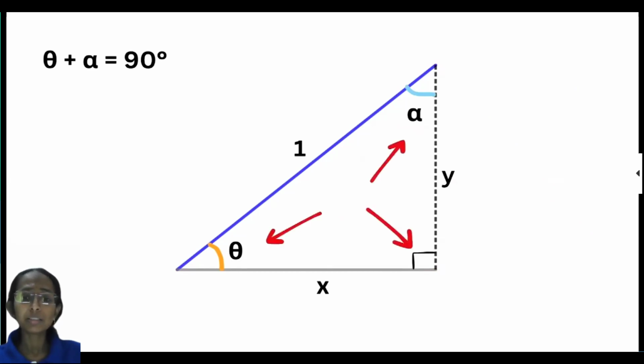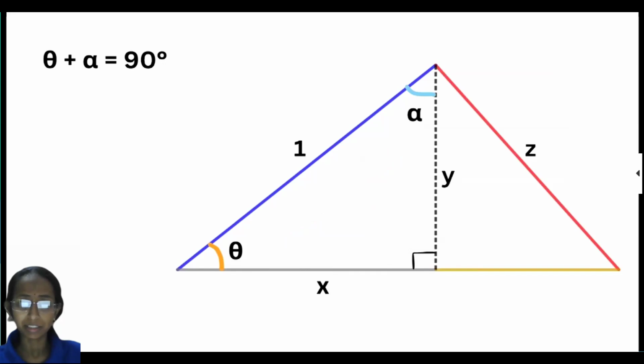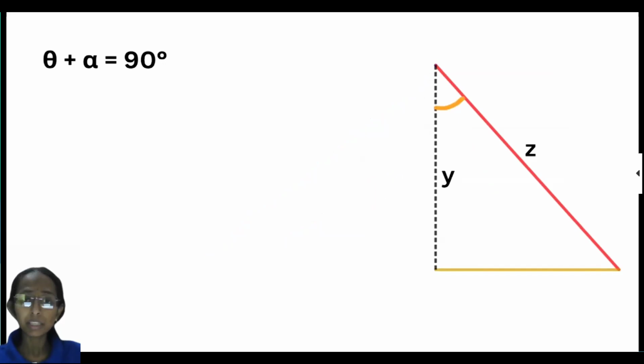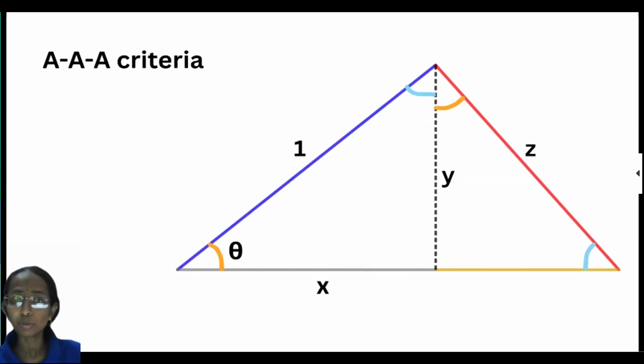Now we know that this is a perpendicular, so theta and alpha, their sum is 90 degrees. Now when we take this whole triangle and this blue part is alpha, the remaining part will be equal to theta, that is the yellow region. Now in this triangle with y and z, again this part is yellow, so the remaining angle is blue. Now we see that by AAA criteria, this small triangle is similar to the whole triangle.